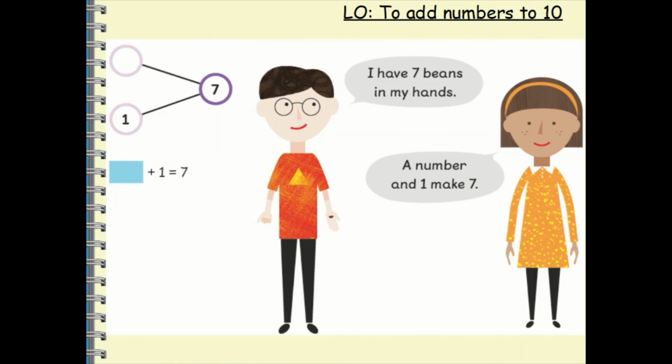Now, what would happen if I had 1 counter in one of my hands instead of 5? How many would be in my other hand? Pause your video to have a go at working this out. You may want to find 7 objects to help you.